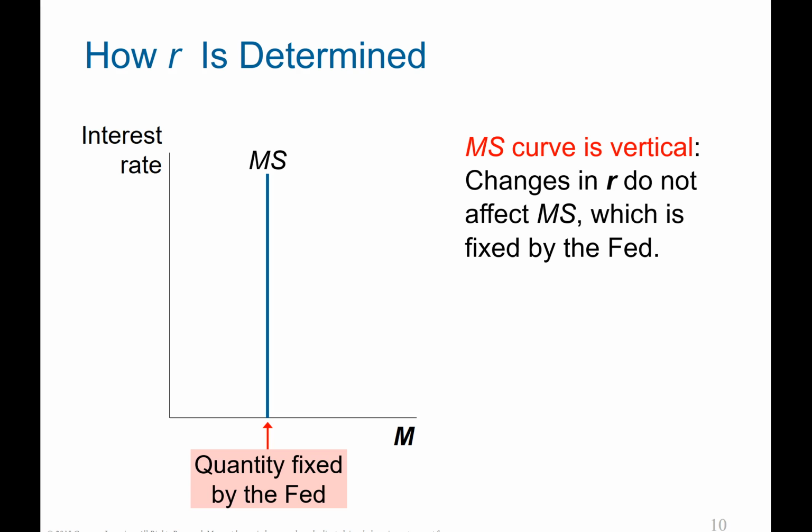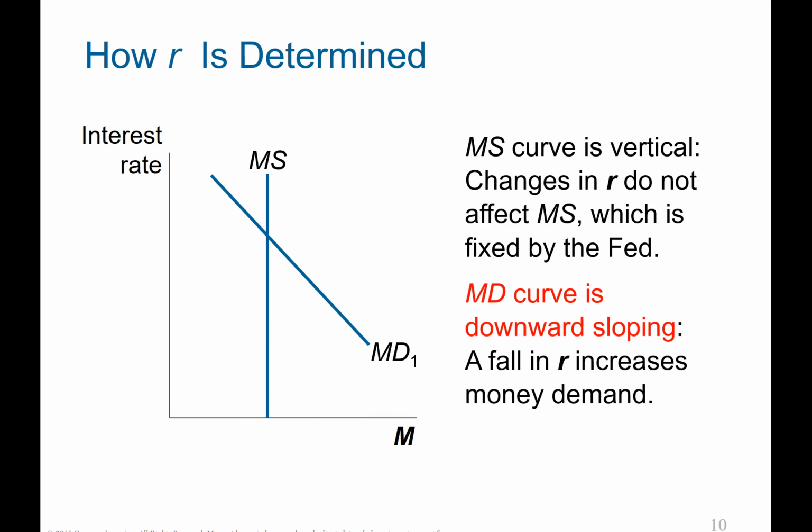How is the interest rate determined? Well, we start with supply and demand. We're going to create a model here. The money supply curve is a vertical curve. It is fixed, and we make the assumption that it is fixed by the Federal Reserve. So changes in the interest rate have no effect on the money supply. They're not in any way related.